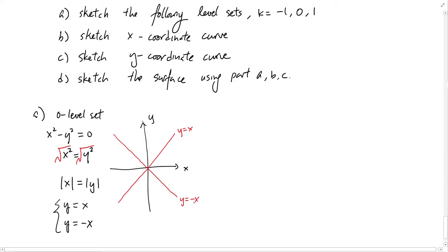It actually gives you two lines. So that's how the level set looks. In this case, the level set forms two lines that form an X. Okay.